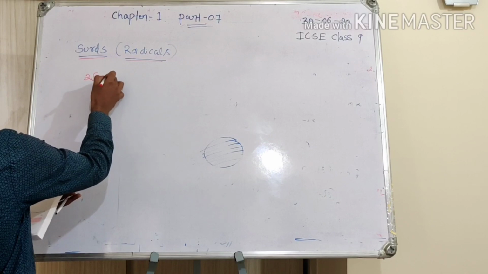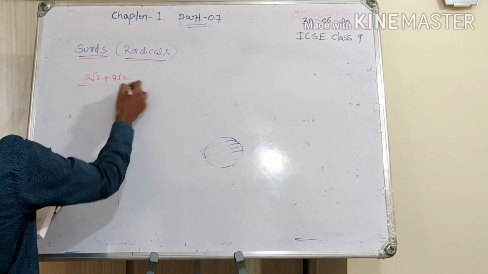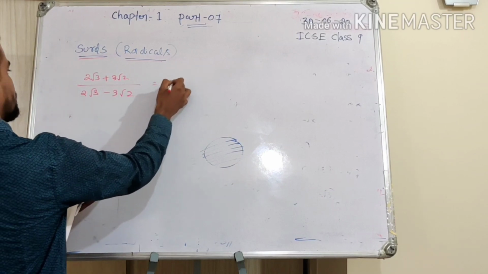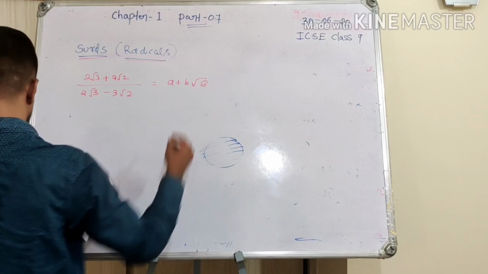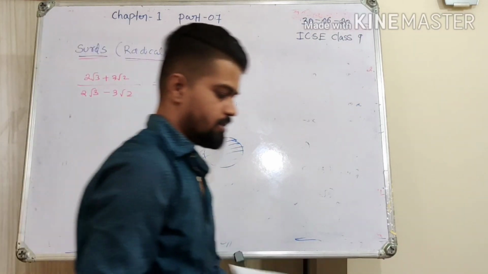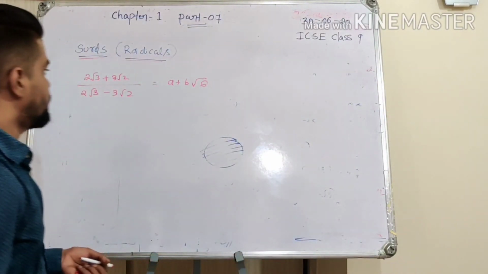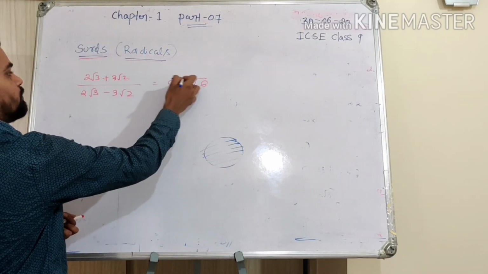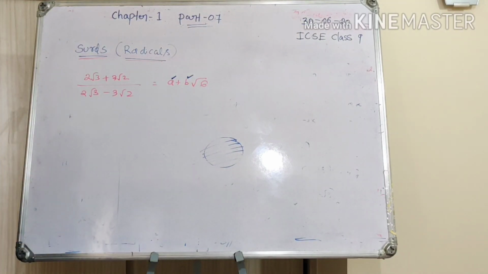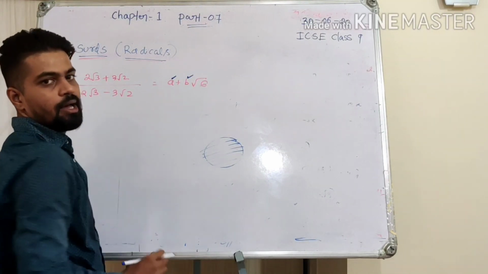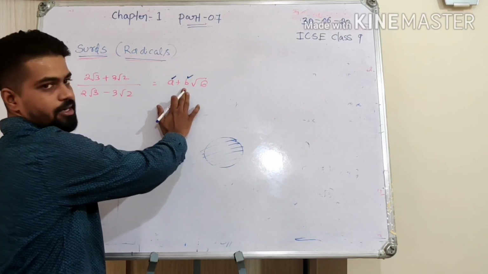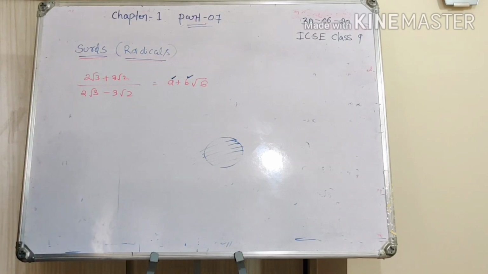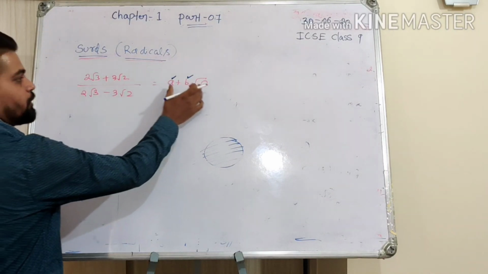2 root 3 plus 3 root 2 divided by 2 root 3 minus 3 root 2, which is equal to a plus b root 6. What they're asking is find a and b. To find a and b, I need to convert this into exactly this format, where we'll have 2 numbers in the place of a and b. Because it is a sum of a rational number and an irrational number, we can compare the corresponding coefficients and equate them to a and b. So we need to get rid of this and get it in this form.